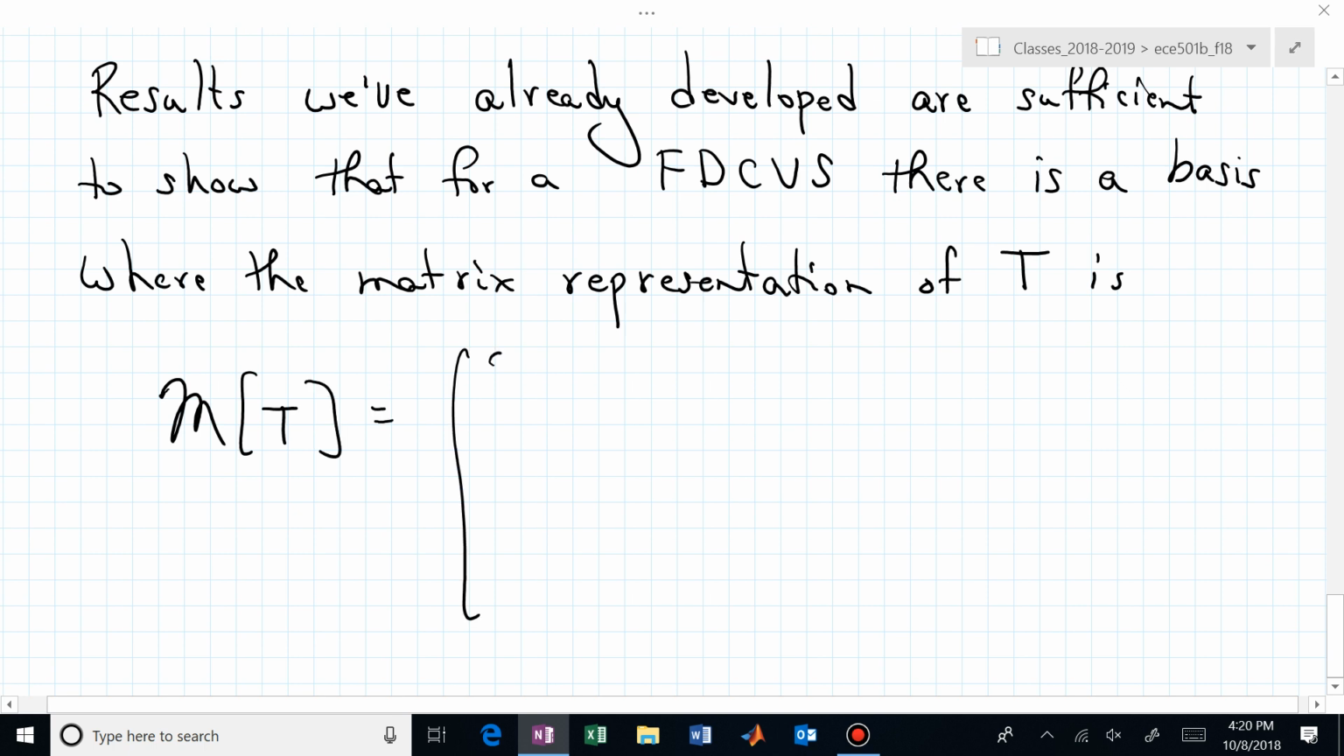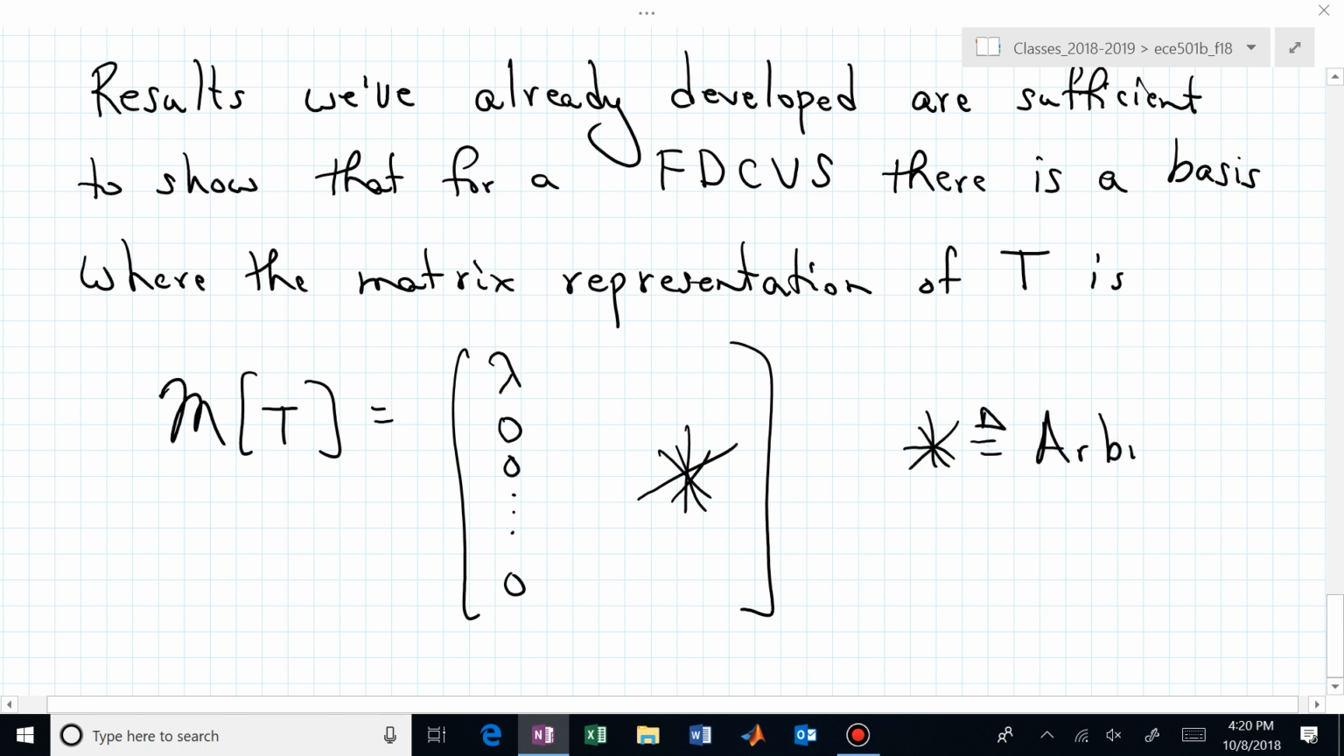The matrix representation of T now looks like lambda, 0, 0, zeros all below it, and then right now we don't know what's there. That's supposed to be a star or an asterisk. It's pretty ugly, so you can go get a telescope and look at a prettier star than what I can create, but that's what that is. So this just means that all of these entries we're not worried about. Those are arbitrary. That's what that ugly star means.